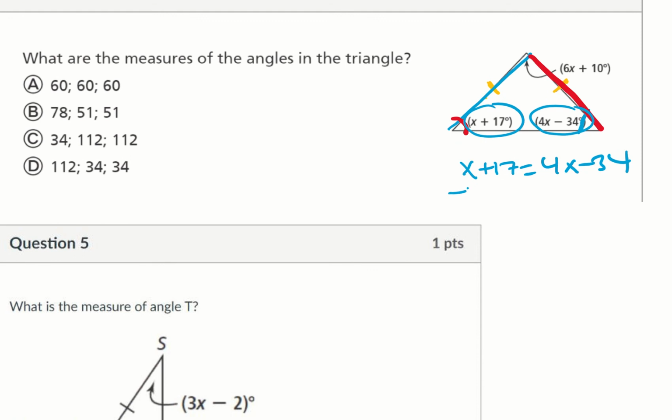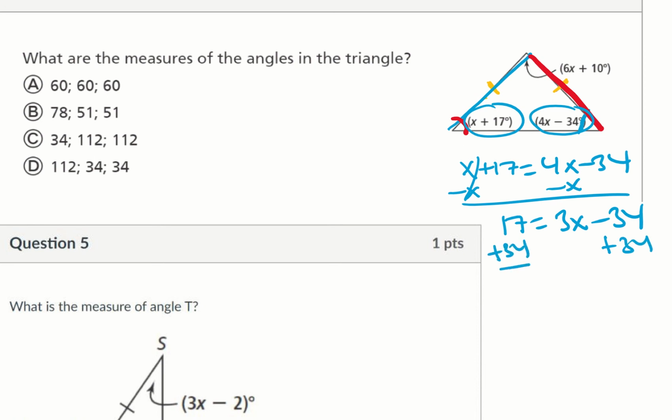Now we're going to solve for x here. We'll subtract x on both sides. We get 3x minus 34. Then we'll add 34 to both sides. We get 51 equals 3x. We can divide by 3, and so x is equal to 17. So now we know x is 17.